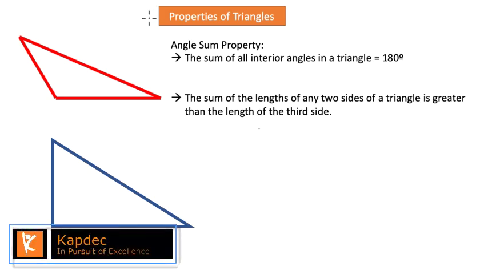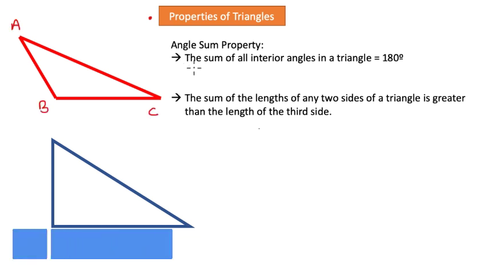Alright, so now let us talk about some properties related to triangles. First, let's take a triangle ABC. One property is that the sum of all interior angles in a triangle is equal to 180 degrees. So what are those interior angles I see in this diagram? I see that there are angles 1, 2, and 3.